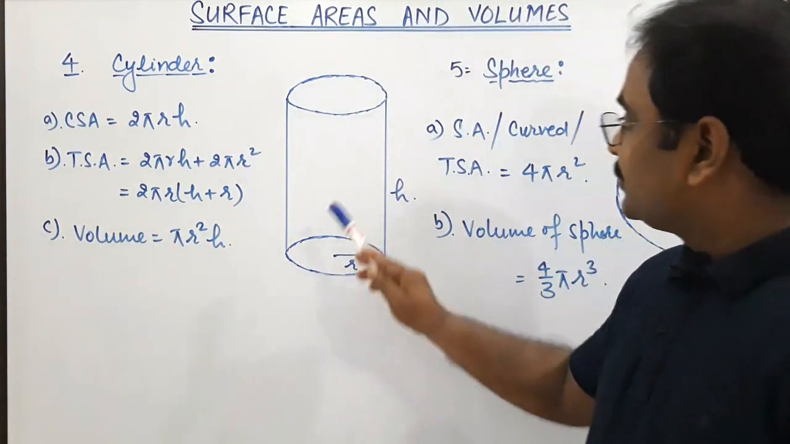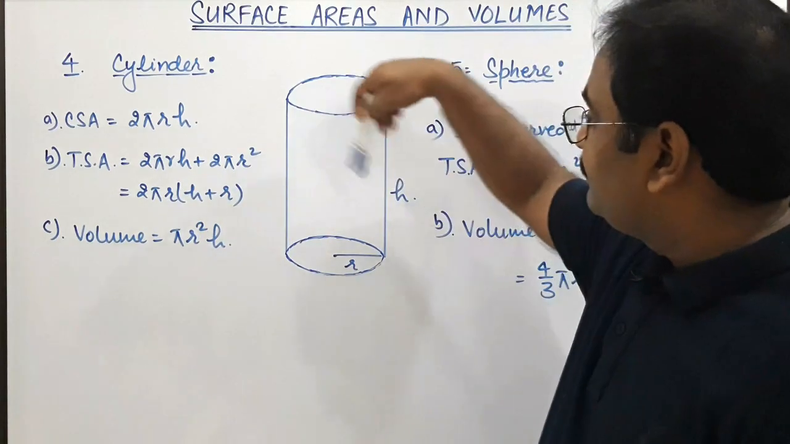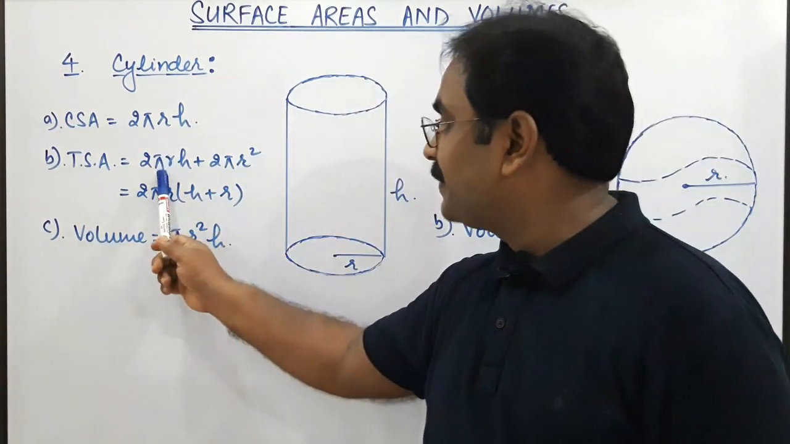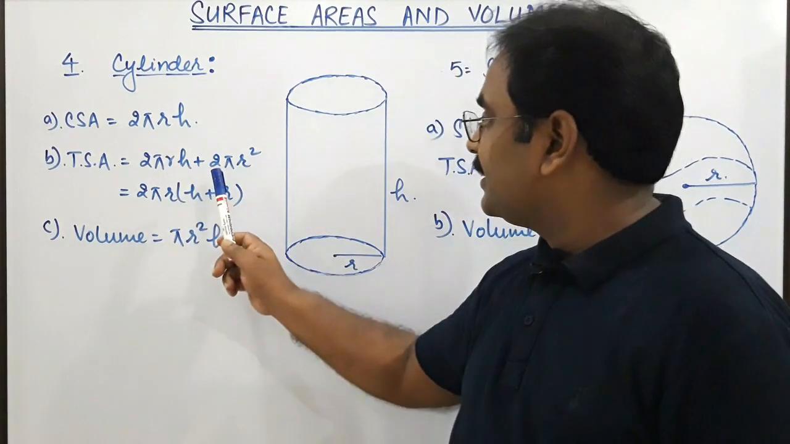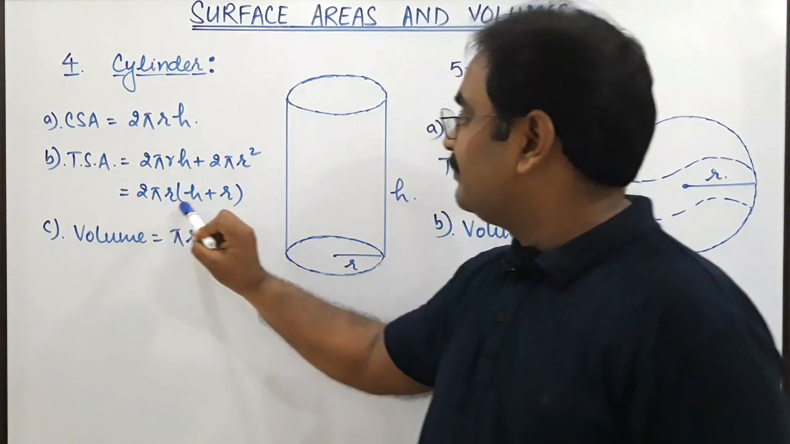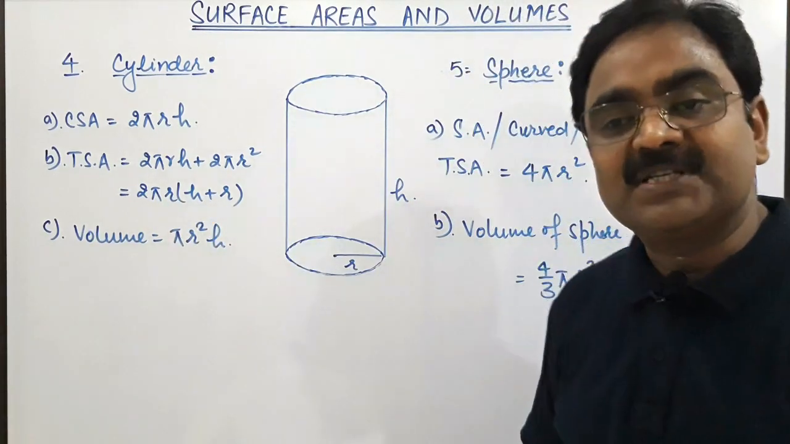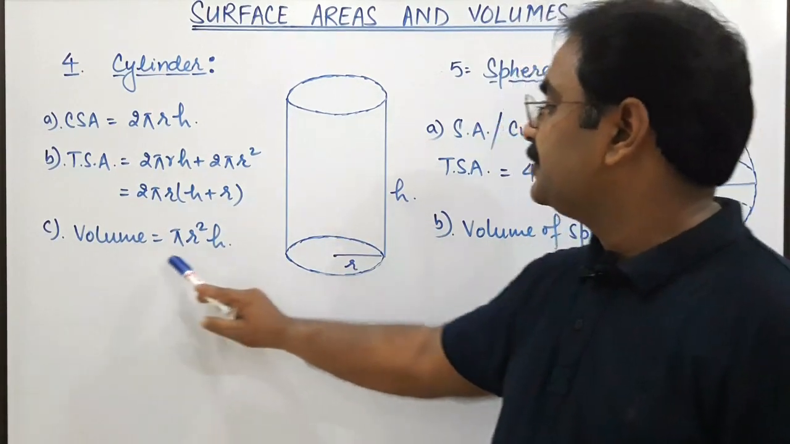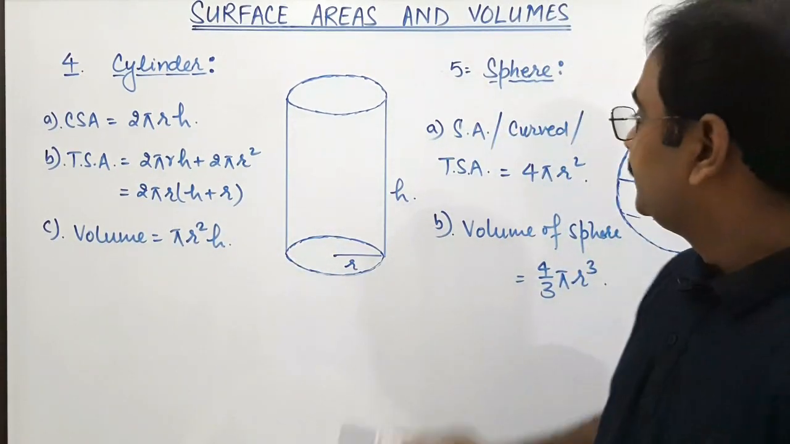Total surface area of the cylinder is curved surface area plus area of base plus area of top, which is 2 pi r h, which is the curved surface area, plus 2 pi r square. When you take 2 pi r as common, you will get 2 pi r into (h plus r), which is the total surface area of this cylinder. Volume of cylinder is pi r square h.